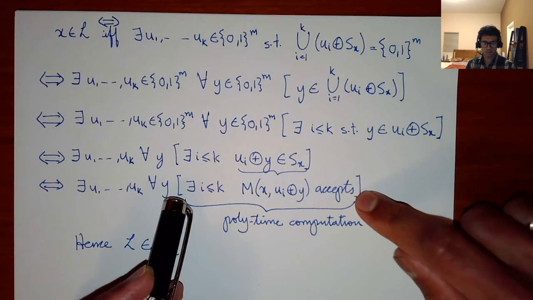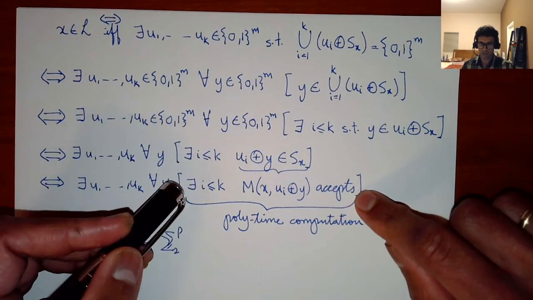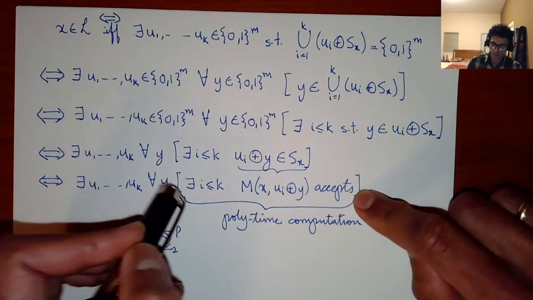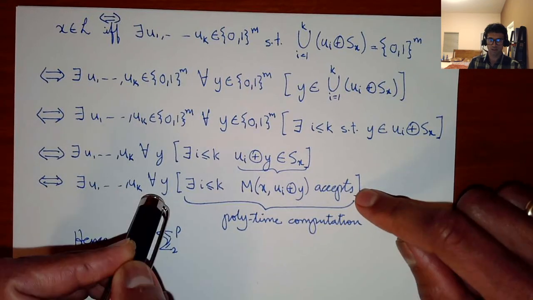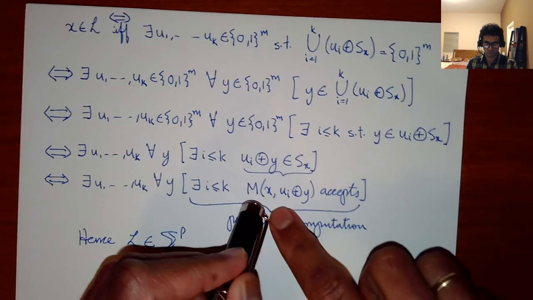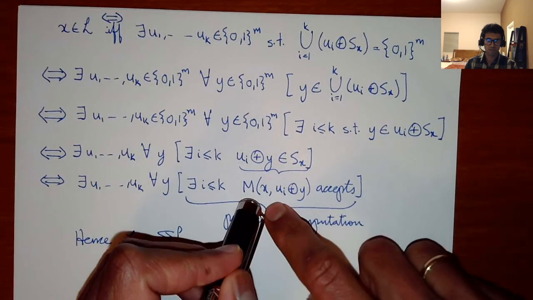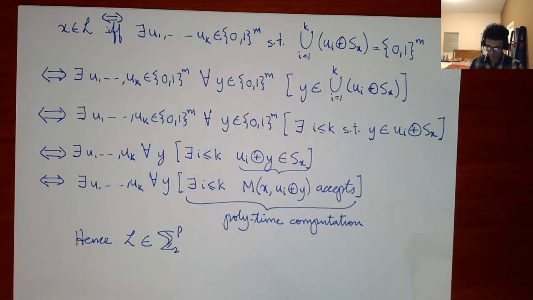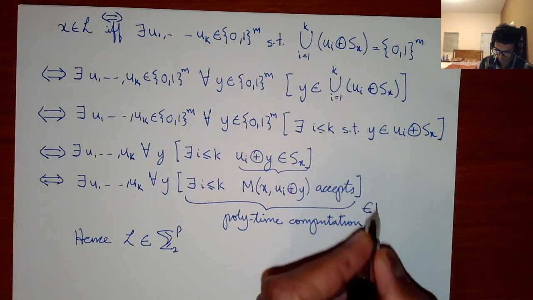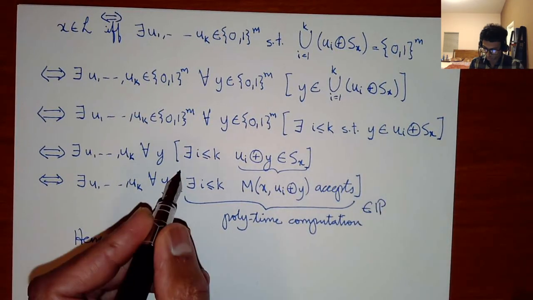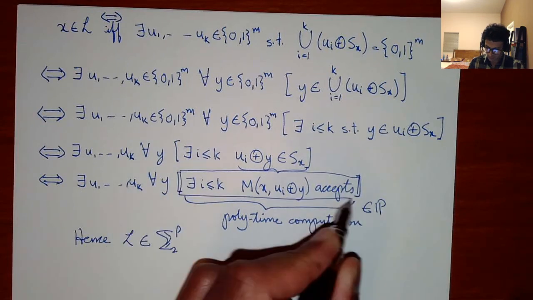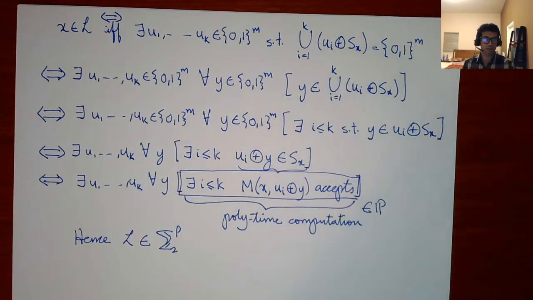This is not even a SAT formula. Once you quantify up to here, you're specifying u1 to uk and you're specifying y. So these are all fixed, and all you have to do is run this machine. So it's not even SAT. This is in P. Or this is a bad way of putting it, but whatever is happening in here is just a polynomial time computation.